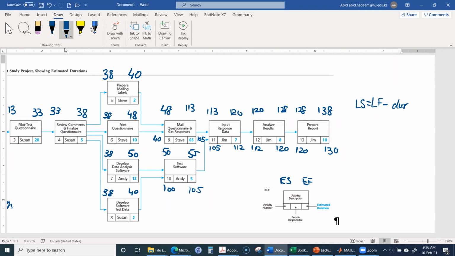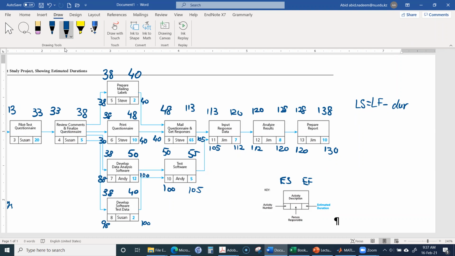And for this, it will be 100, and then it will be 98. And for this, it will be 100, and then 100 minus 12 will be 88. And for this, it will be 40, and 40 minus 10 is 30, right? And for this, it will be 40, and 40 minus 2 is 38.